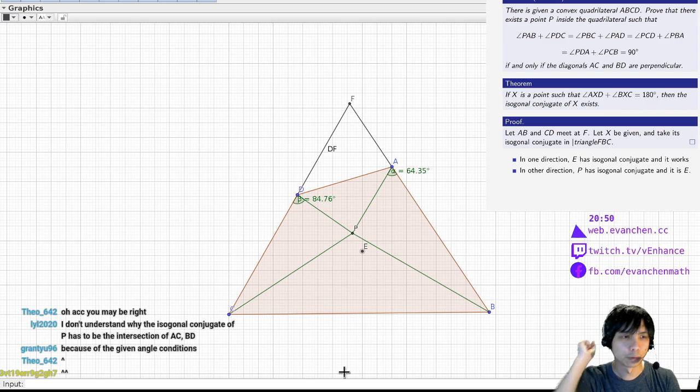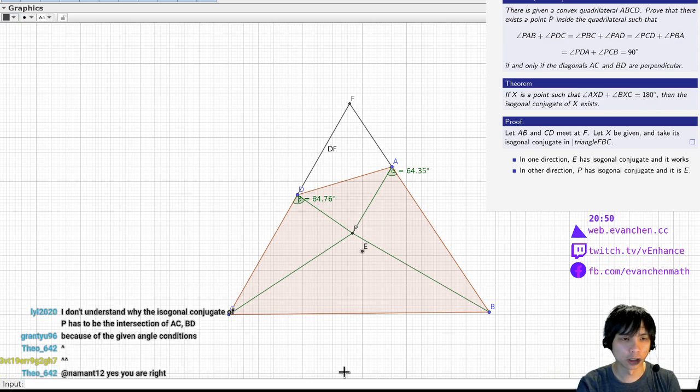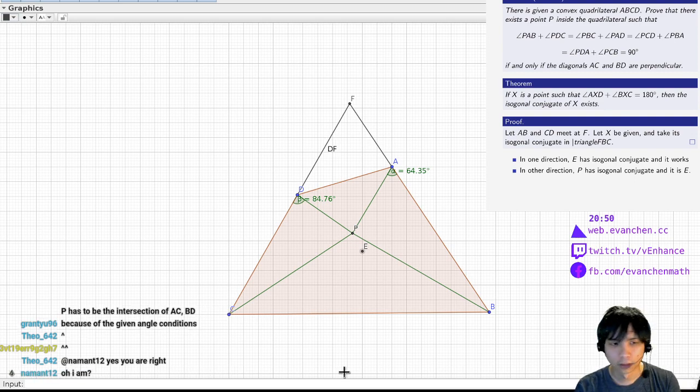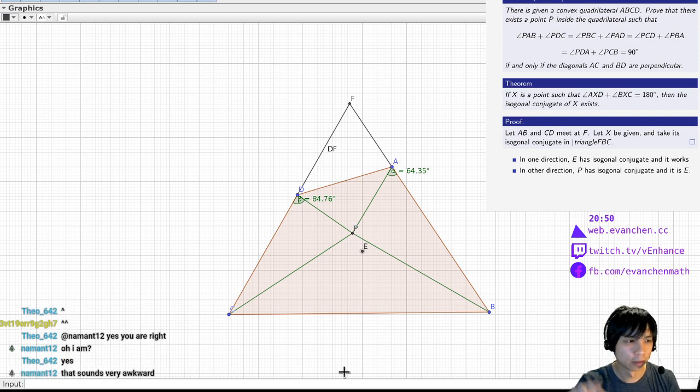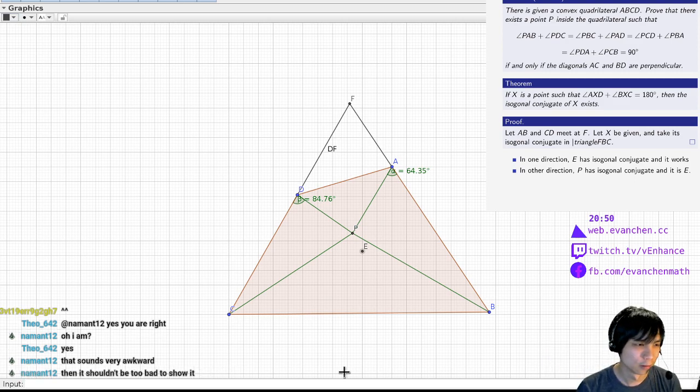So in the case where P is given, you take its isogonal conjugate, and that point has four right angles. So it's like 490 degree angles. So because you have a point E such that the four angles are all right, you get a collinearity. It's kind of awkward, yeah. It's a little weird. There exists a point that lies on these four semicircles, but then you're like, well, the semicircles give me the right angles I want.